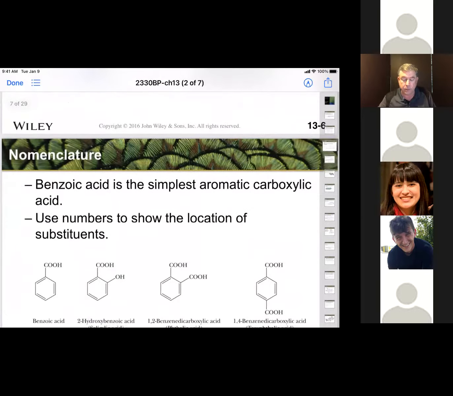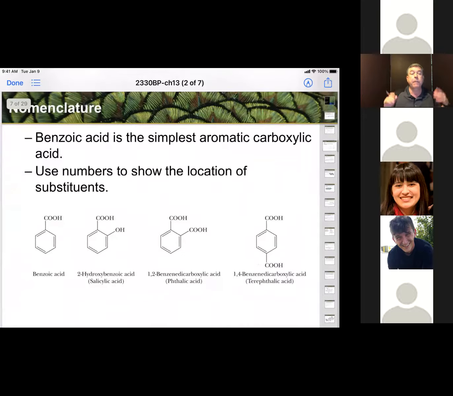Okay, so once we get to benzoic acid, that is one of the simpler ones to make. It's benzoic acid. And then once you add something to it, it is a substituent, unless you have a dicarboxylic acid. And the first dicarboxylic acid is the 1,2, and we call that phthalic acid.